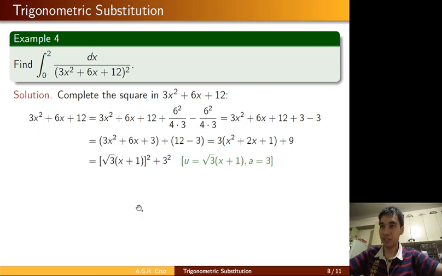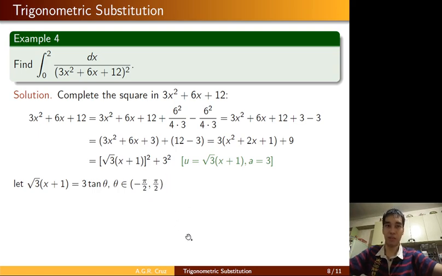So what's your u now? You let u, which is this, be equal to what? This is variable squared plus constant squared. So the trig function involved should be tangent. Okay? So this one, it's now equal to 3 times tangent theta, where your theta belongs to quadrant 4 or quadrant 1. Okay? So from negative pi over 2 to pi over 2. Okay, so what happens next? Let's now express this one in terms of theta.